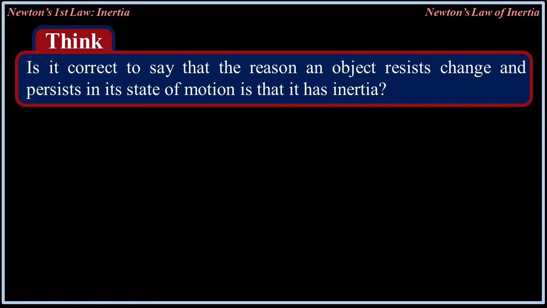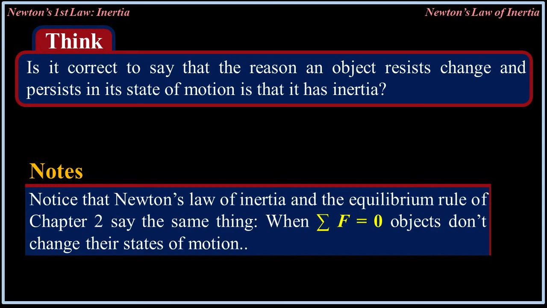Is it correct to say that the reason an object resists change and persists in its state of motion is that it has inertia? Notice that Newton's law of inertia and the equilibrium rule of chapter 2 say the same thing. When the sum of the forces equals 0, objects don't change their states of motion.